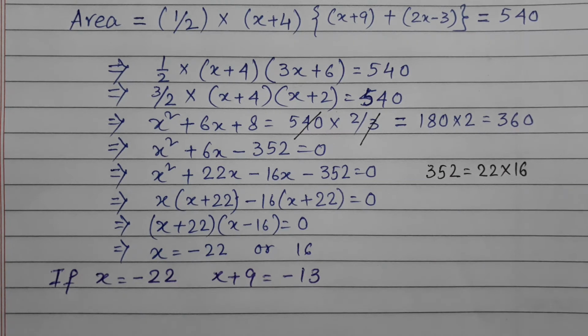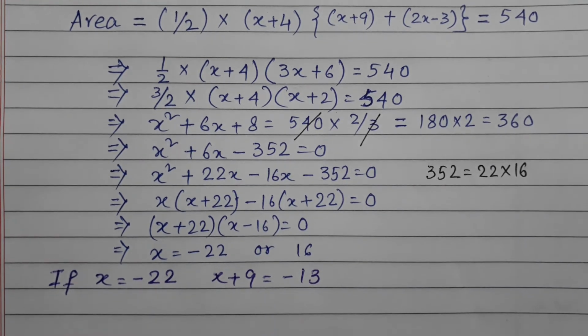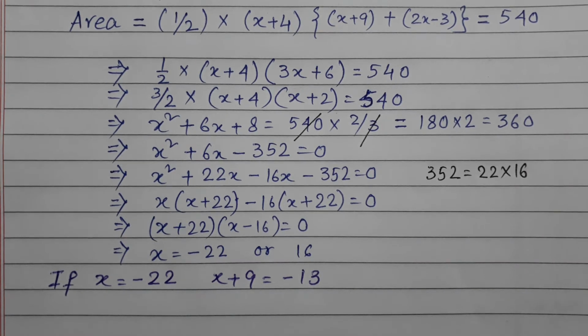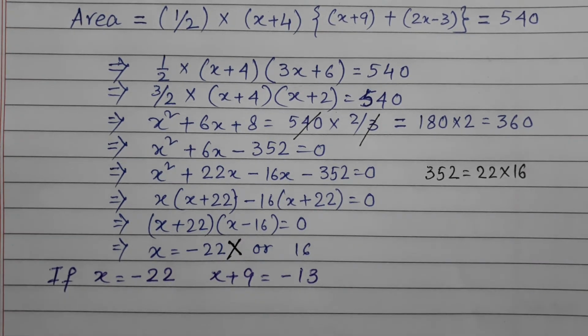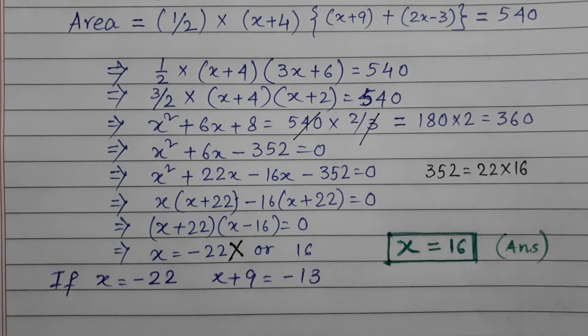Now if I take x equals minus 22, then x plus 9 will become minus 13. Here x plus 9 is one of the lengths of a parallel side, and since a length cannot be negative, we will not consider x equals minus 22. Hence the value of x will be 16. So therefore x equals 16 is the answer of this question.